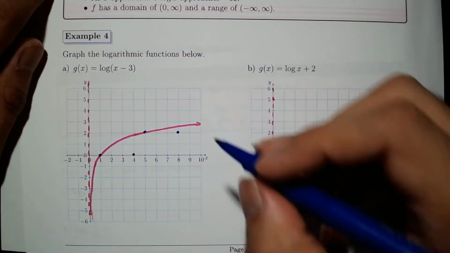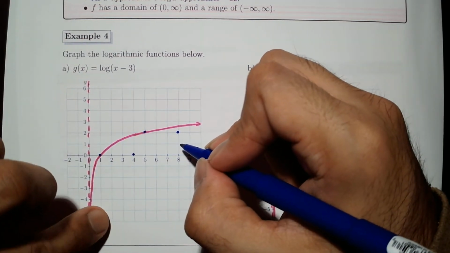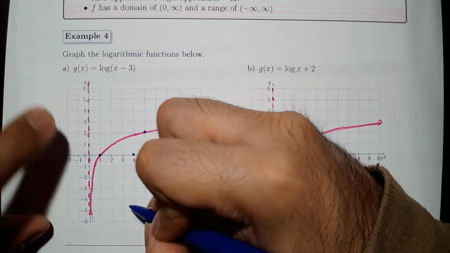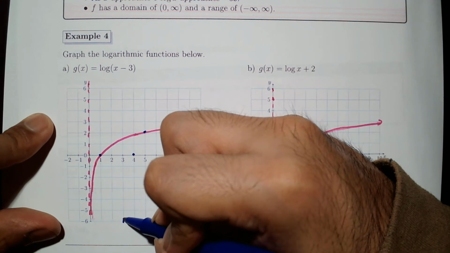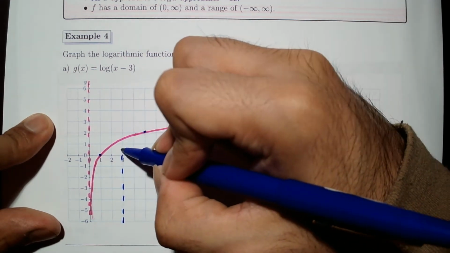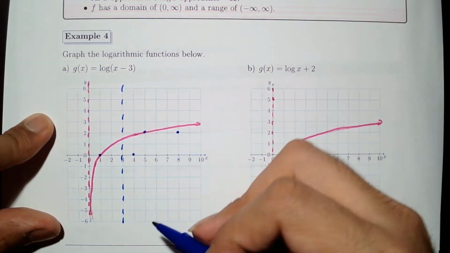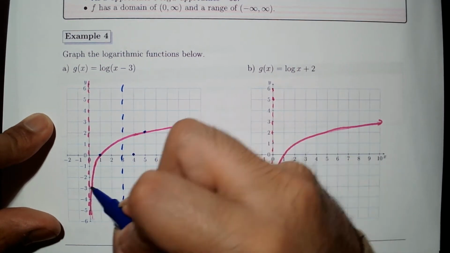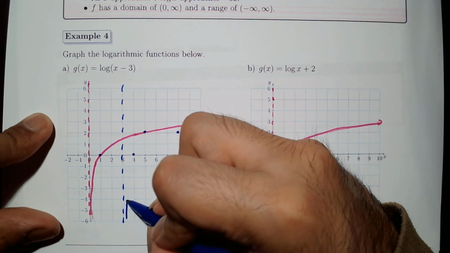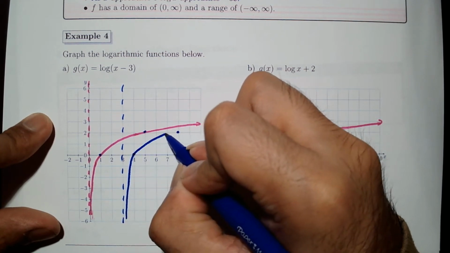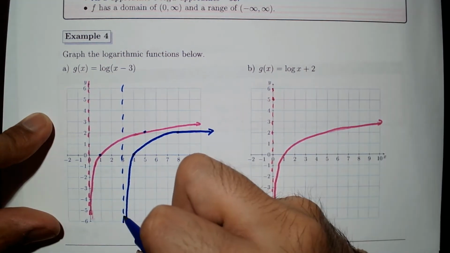But that's not the only thing that shifts. We actually need to shift the vertical asymptote as well. It goes from 0 when we shift 3 units. That's what I'm going to do here. And then I'm going to draw a graph similar to the one in purple here, in pink. But notice how it is shifted.